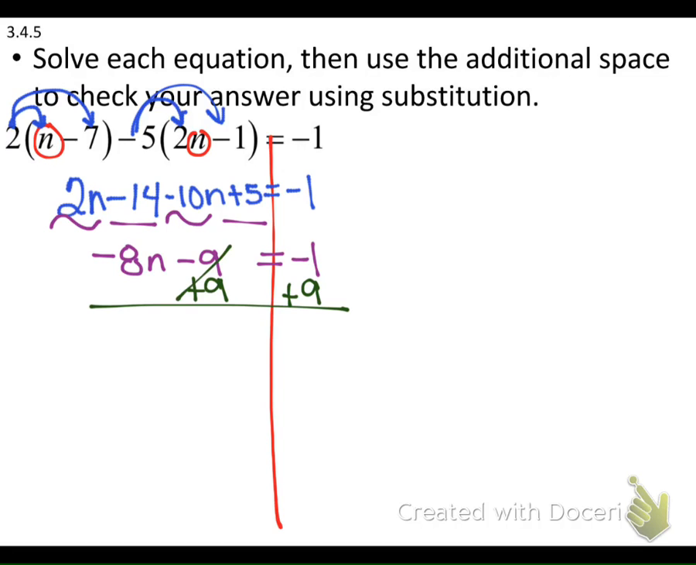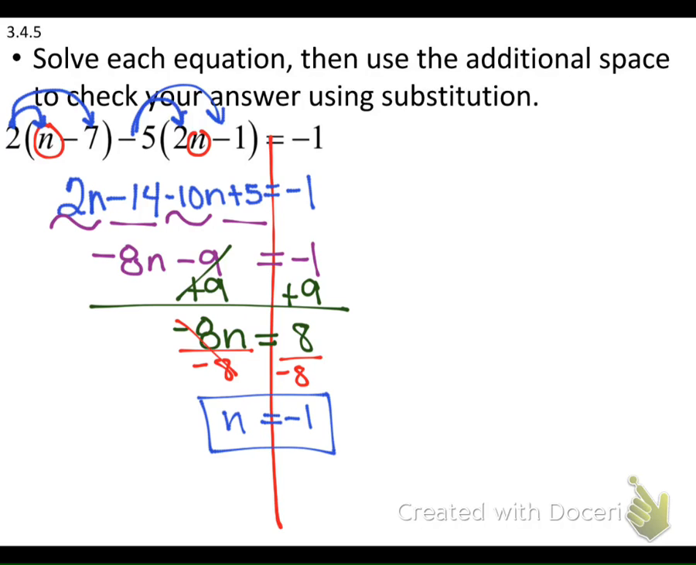9s would cancel on the left. I bring down my negative 8n. Negative 1 plus 9 would be a positive 8. From here, to get the variable by itself, I would then divide each side by negative 8. My negative 8s would cancel, and I'd bring down my n equals 8 divided by negative 8 would be a negative 1. And then box your answer.